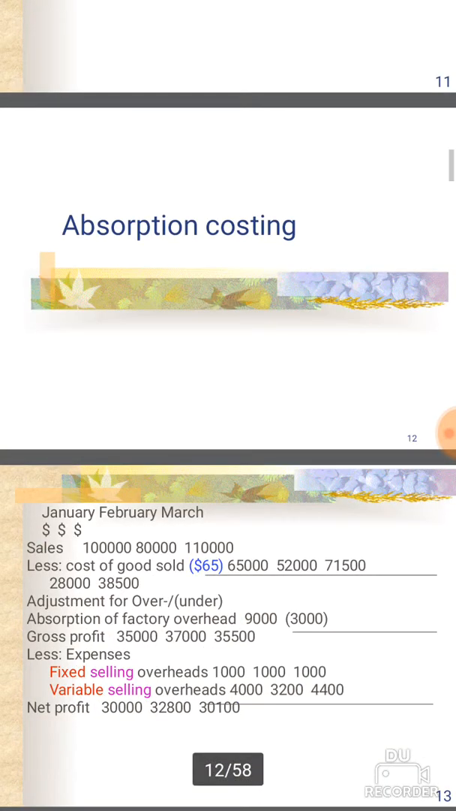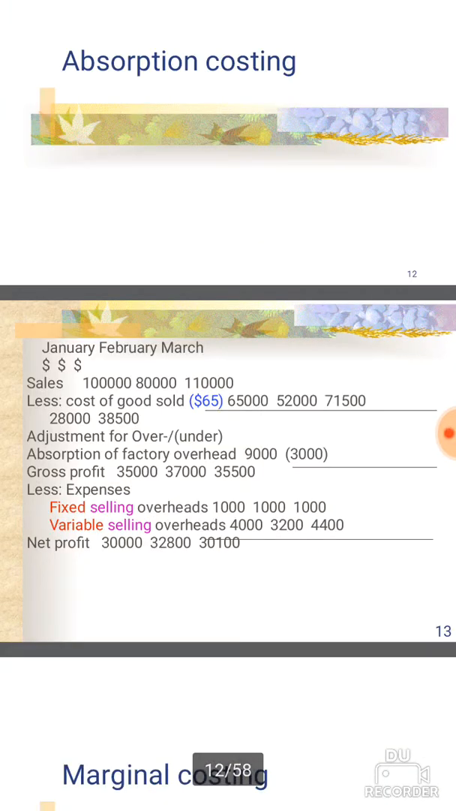Absorption costing, January, February, March. Sales was 1,80,000 and 1,10,000. Less cost of goods sold at $65 equals 65,000, 52,000, 7,000.